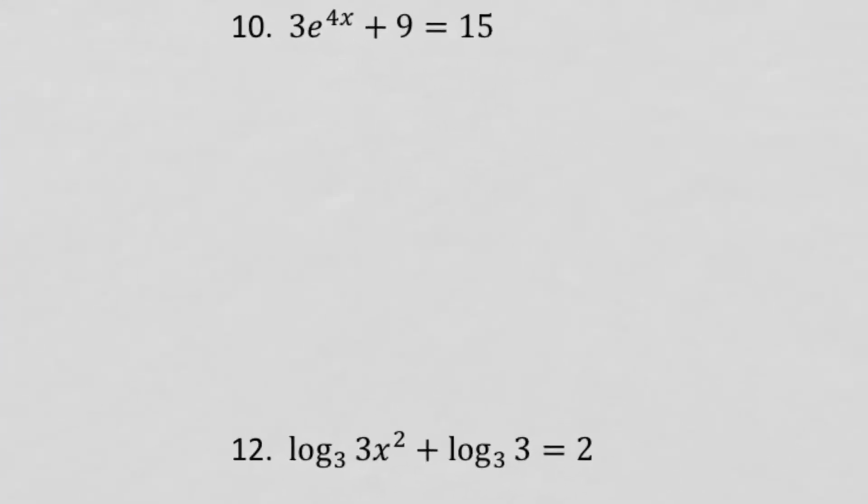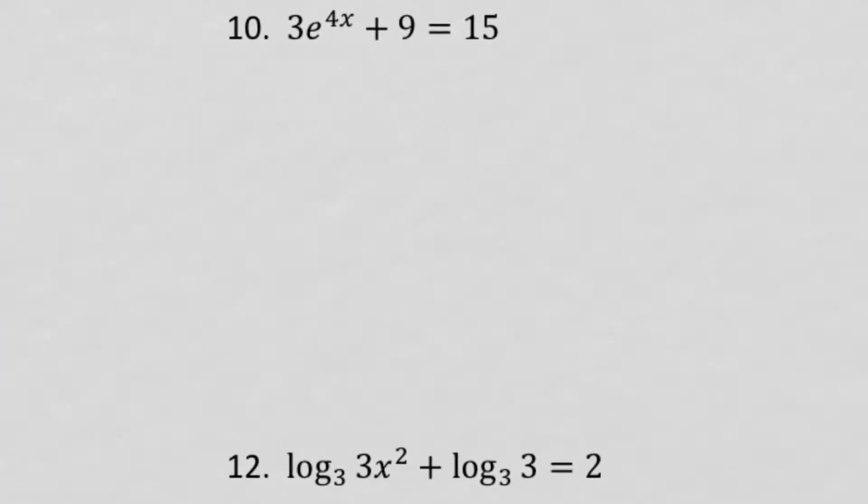All right, number 10. We need to get what has the power by itself, so I need e to the 4x by itself. So I need to first subtract 9 to both sides. Okay, so I get 3e to the 4x equals 6. Then I'm going to divide by 3. So e to the 4x equals 2. Now I have what's taken to the x power by itself.